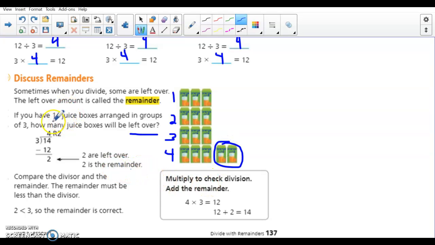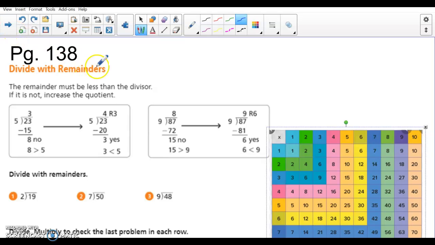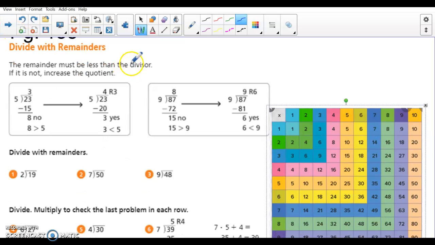And so you would say you have 4 whole groups with 2 left over, but in division we like to say 4 remainder 2, and we abbreviate remainder by just drawing an R there. Okay? And so now we're going to see some problems that look a lot like our warm-up.